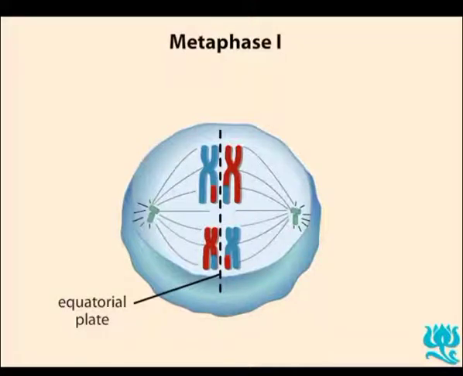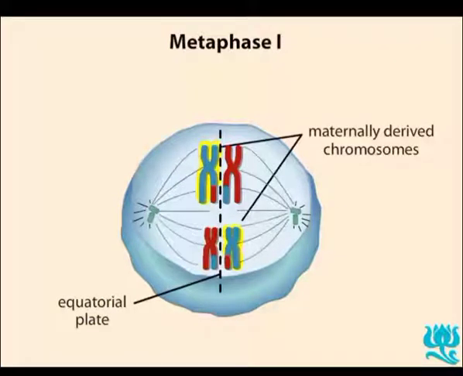At Metaphase I, homologous chromosomes have lined up on the equatorial plate in a pairwise fashion, with one homolog on either side of the plate. Note that the chromosomes assort independently. For example, the maternal chromosomes align randomly, not necessarily on the same side of the plate.